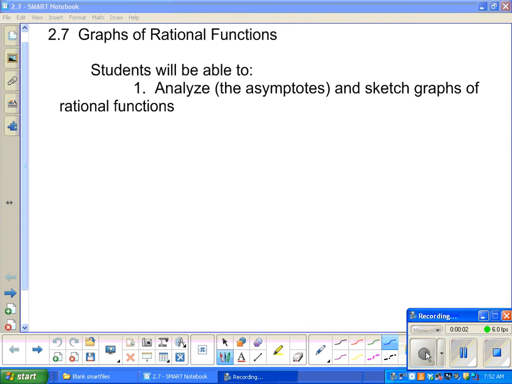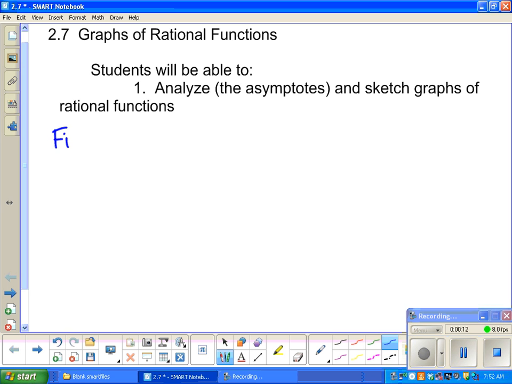Okay, today we're going to be looking at graphs of rational functions and how to graph these things. So to graph, you first want to find the domain. From finding the domain, you'll then be able to find the vertical asymptotes.